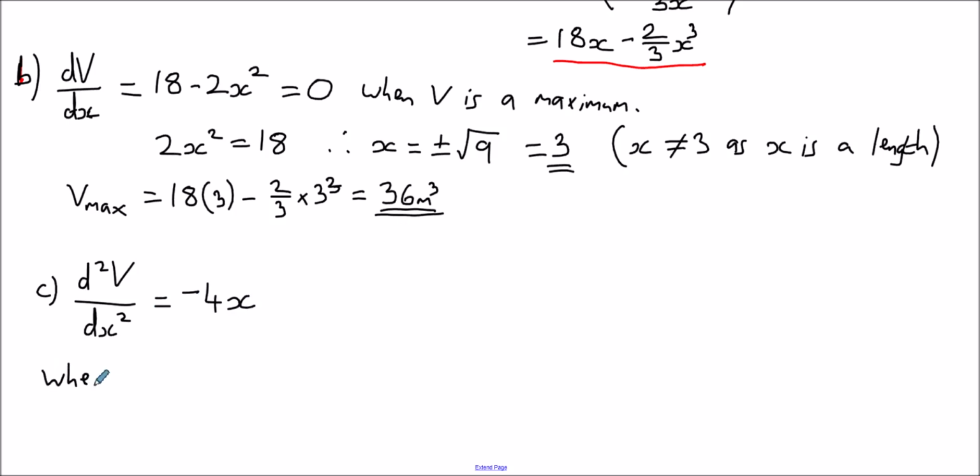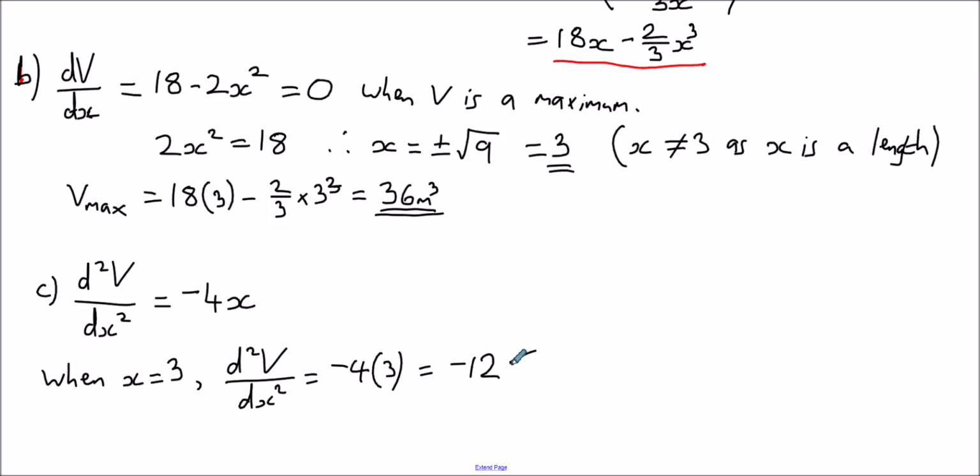So when x is 3, the turning point value for x we've just found, d squared V over dx squared is going to be minus 4 lots of 3, which is negative 12, and negative 12 is of course less than 0. And like we talked about earlier in this video, when the second order derivative at the turning point is negative, that proves to us that the turning point is at a maximum. So the stationary point here is a maximum.